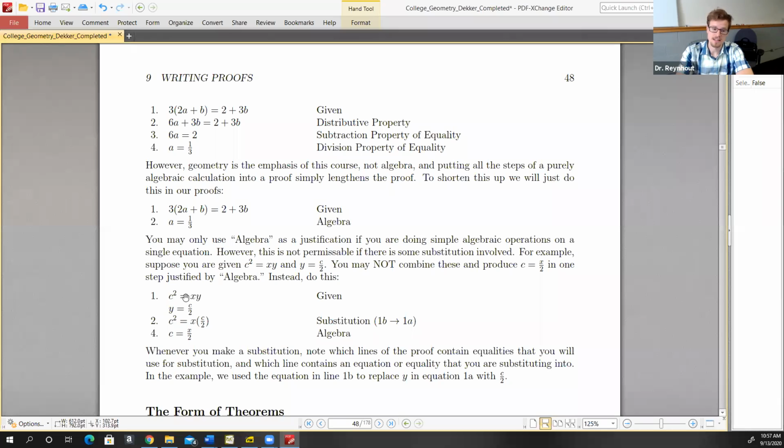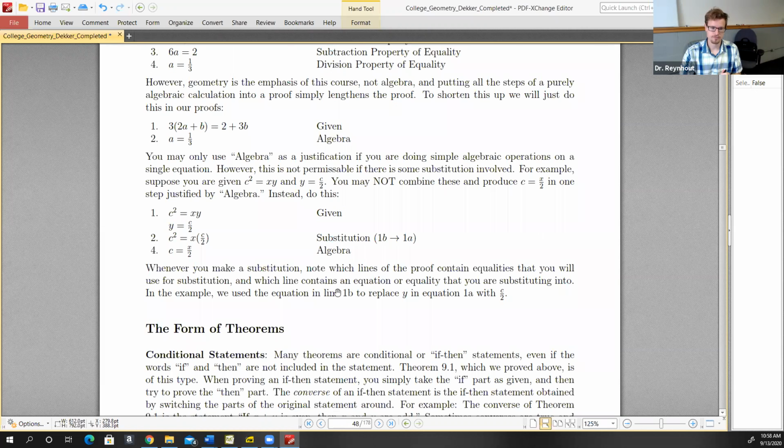If you're given something that doesn't immediately substitute, you might have to do some algebra to solve for that variable so you can substitute, in which case you would appropriately say that you substituted line 2 into 1A to get your new equation, and then algebra gives you the answer. So there might be a little bit of work to do based on what's given, but you don't need to show all of the details. You do need to show some. Algebra itself, you don't need to show. Substitutions, you should show. Excellent.